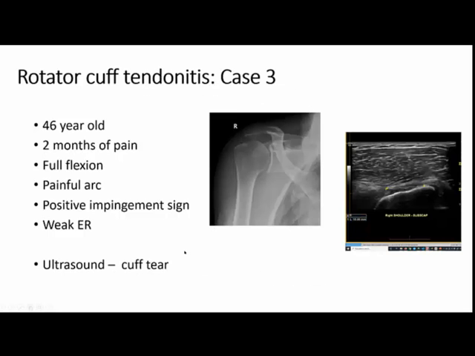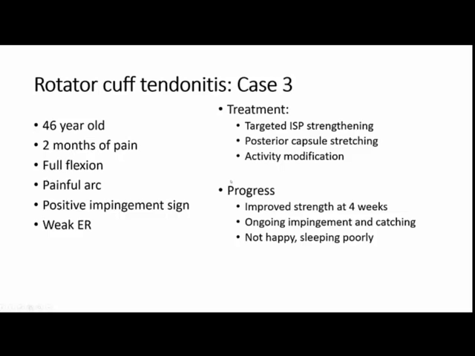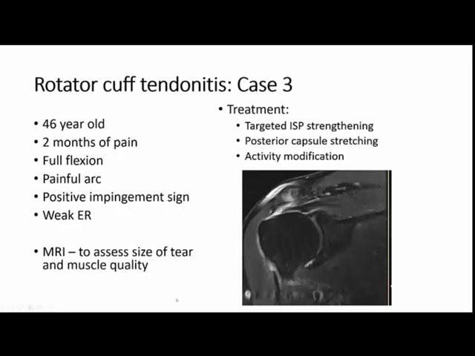So another patient here, again, similar sort of story, a bit weaker, maybe some more changes up here as well. The exercise program is going, but although strength improved, ongoing impingement, catching, not happy, sleeping poorly. In this sort of patient, you might want to get an MRI scan to see what's going on, because the ultrasound had subacromial crepitus as well, suggesting a cuff tear. And this is the patient where an MRI is quite helpful to see whether there's a cuff tear.